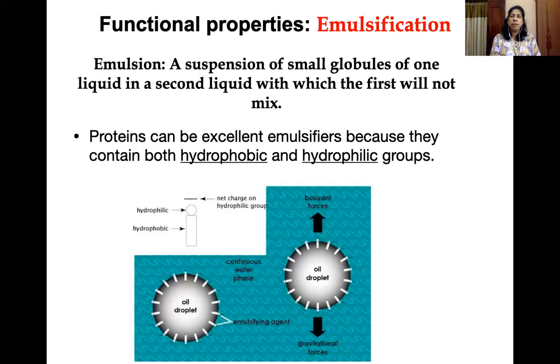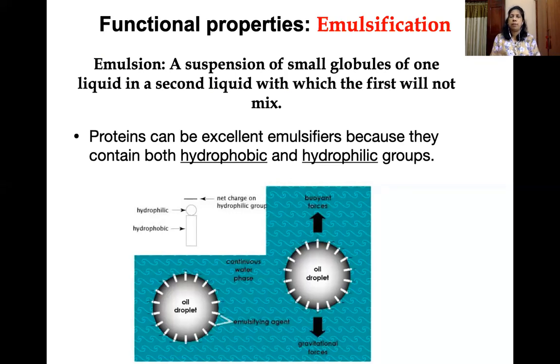So now let's learn in more detail how protein supports the emulsification process, because protein can act as an emulsifier. Therefore, emulsification is a functional property of protein. As mentioned earlier, an emulsion is a suspension of small globules of one liquid in a second liquid with which the first will not mix. Actually, in an emulsion, one liquid is there and a second liquid is there, and those two things are not mixing together.